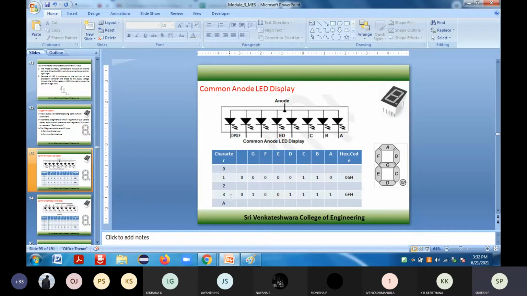If you want 3, what are you going to have? A should be 1, B should be 1, C should be 1, D should be 1, and G should be 1. If you fill it in, the hexadecimal code you are going to get is 6FH. Okay, any doubt in this one now? How to represent your hexa code for your 7-segment LED display? Anybody having any doubt?